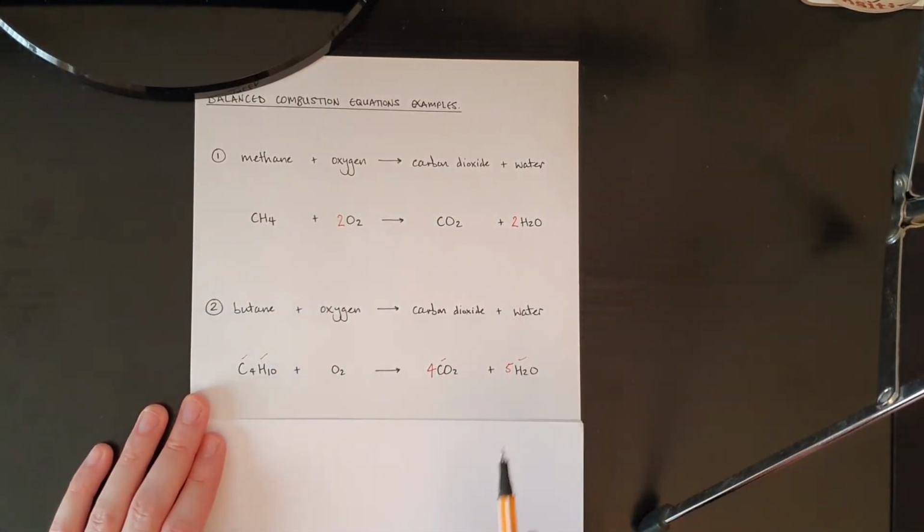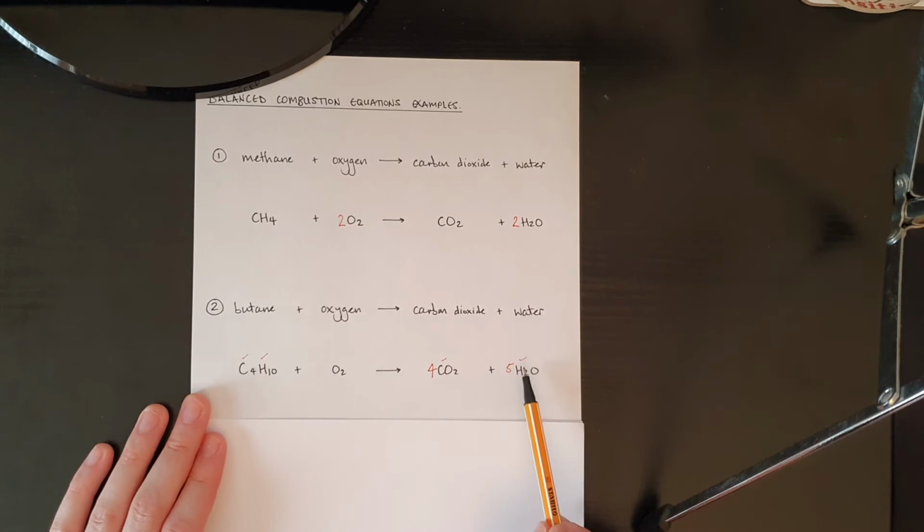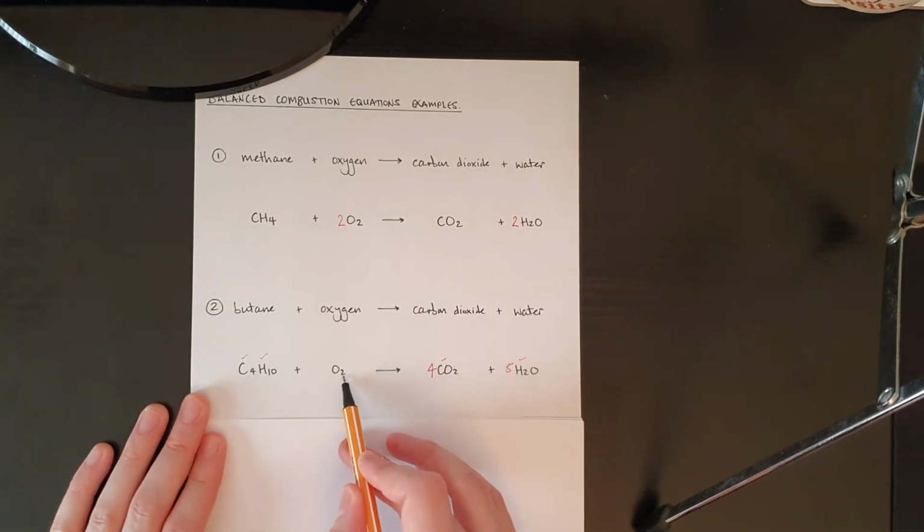Go back to the oxygen. Okay, so now we have 4 times 2 oxygens from the carbon dioxide, which is 8. And then a 5 from the water. So we've got 8 plus 5 oxygens. So that's 13. Now 13 might seem a bit scary at first because it's an odd number. And we've got a 2 here.